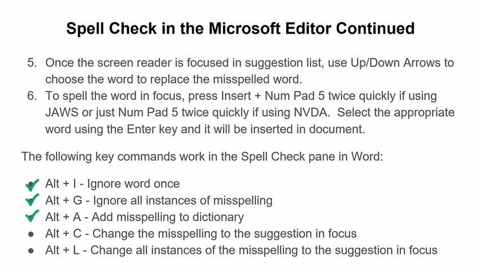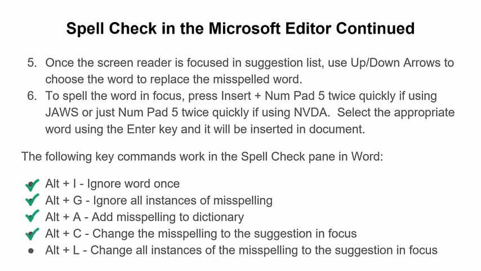Alt-A will add the misspelling to the dictionary, which is kind of a nice help because then not only will it not tell you in that document that it's misspelled, it will add it to the dictionary so that happens in other documents moving forward.